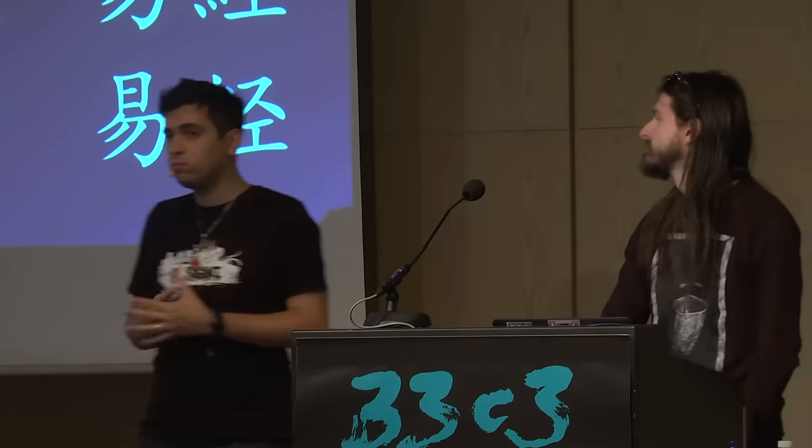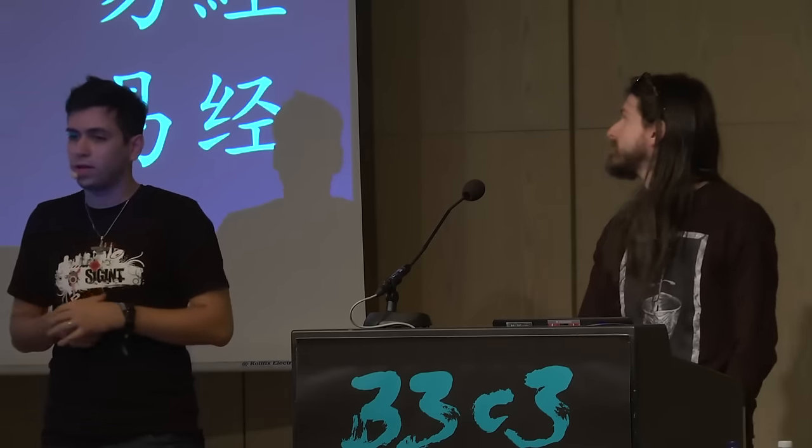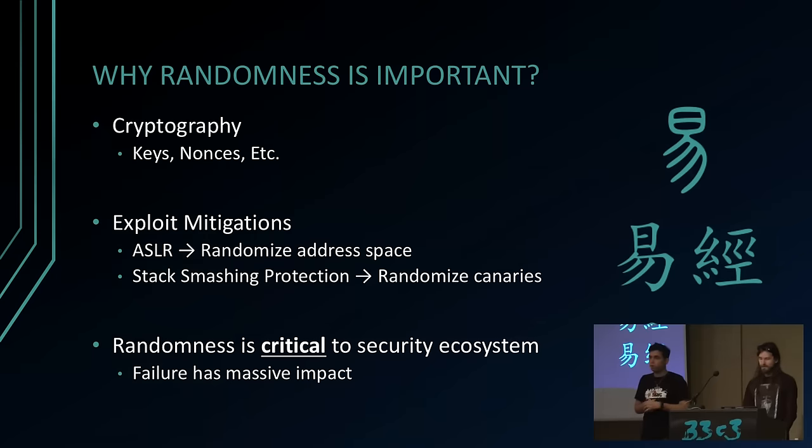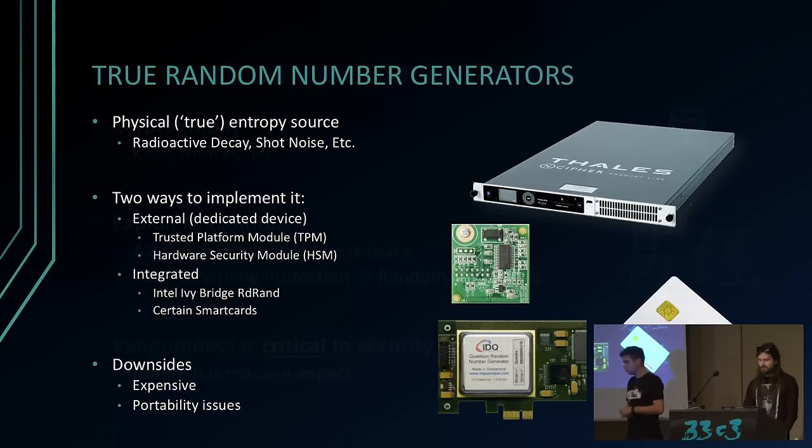And of course, why are these things important? Because random numbers are a fundamental part of the other security ecosystems we have. So for example, we use them for cryptography, so for keys, nonces, or exploit mitigations, which maybe you never heard about, but actually we are using them for exploit mitigations, such as ASLR or stack smashing protections. So randomness is critical for other underlying systems which build upon it. So that's why it's critical.